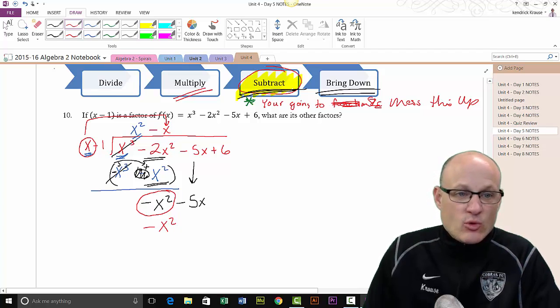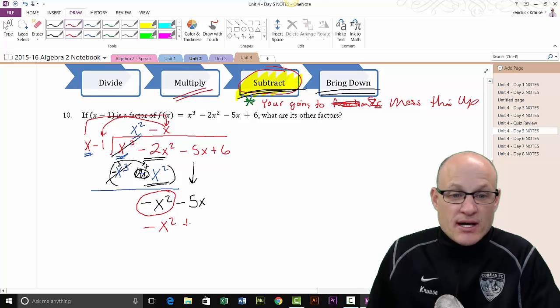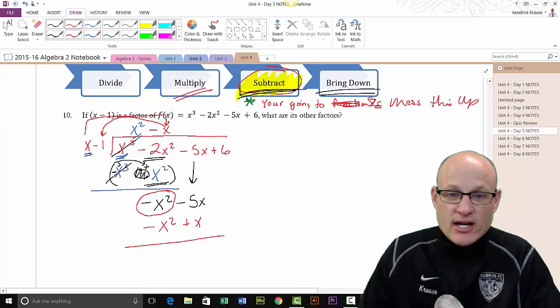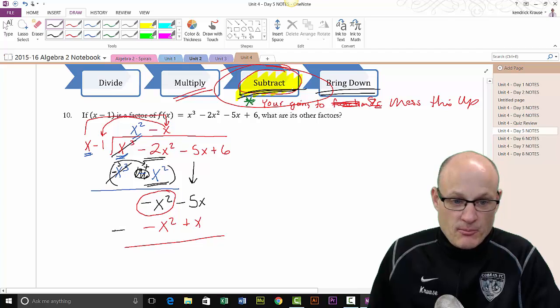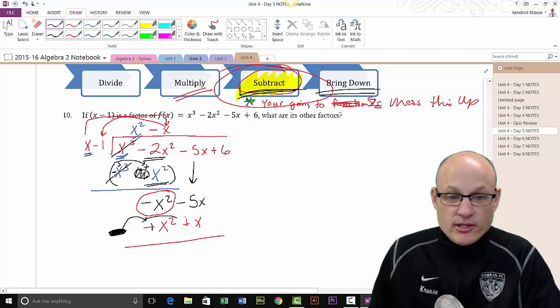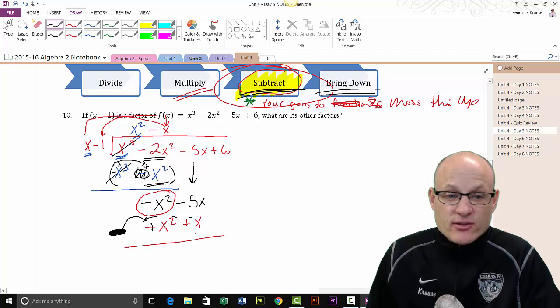Negative x times negative 1 is positive x. Here comes the part you're going to screw up. You're going to screw it up. We're going to subtract. So we're going to put a big fat minus sign there, and we're going to distribute it to here. Oh, that's a plus. And we're going to distribute it here. Oh, that's a minus. And then we're going to subtract. Negative 5x minus x is negative 6x plus 6.